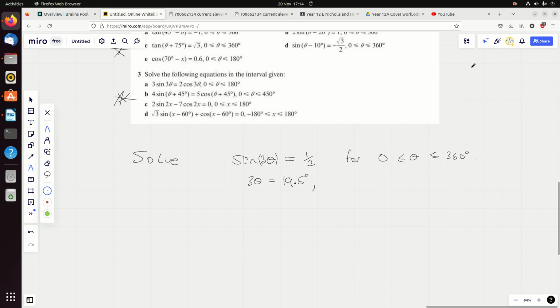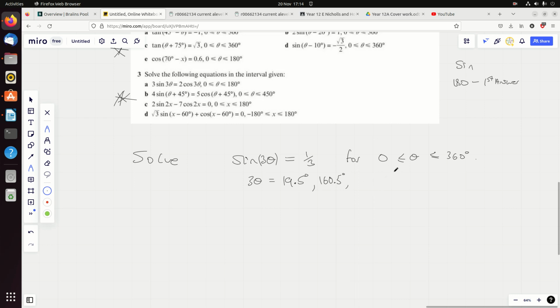Now, remember, I gave you little rules of thumb, or just look to the left up in my room, there's a rules of thumb poster, and it says for sin, you do 180 minus first answer. A lot of students are desperate to divide by 3 on this step. Wait. As soon as you do inverse sine, inverse cos, or inverse tan, that's when you do the 180 minus, and that's going to give you 160.5.